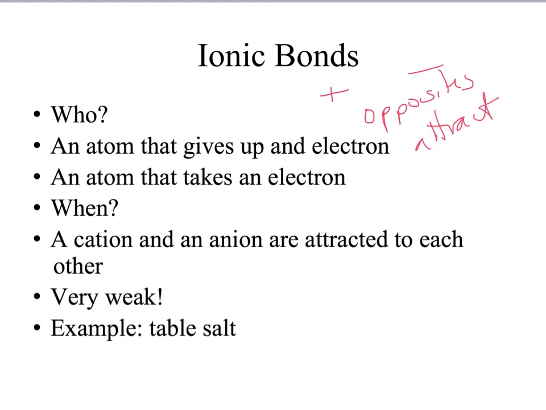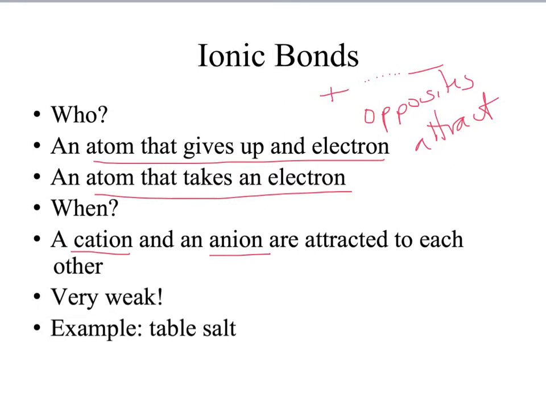So the bond actually is a result of the different charges of the two ions. It is not the actual exchange of the electrons. An ionic bond involves an atom that gives up an electron and an atom that takes an electron. As a result of that exchange, you have a positively charged cation and a negatively charged anion, and they are attracted to each other.